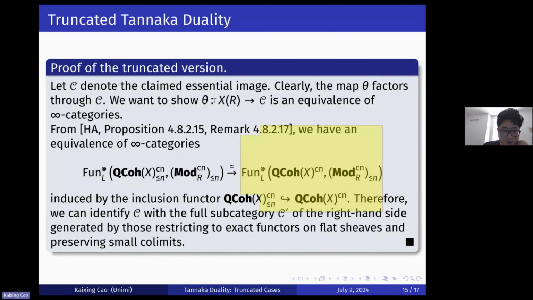But our goal is to show X, the R point of X, is equivalent to C. Now C is equivalent to C prime. So we want to show that if we start from the R point of X by taking the pullback and some restriction, we will get the equivalence of X of R to C prime.